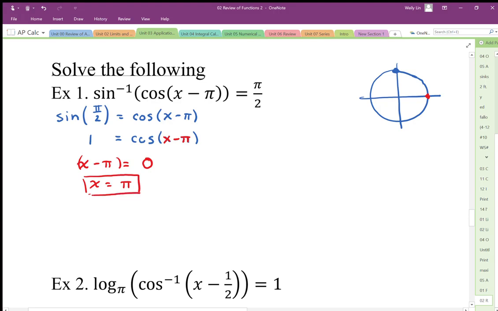Now, sorry, I shouldn't say the only solution, because this cosine is a repeating function. We do have to make sure that we include the repetition, so plus n times 2 pi, because we should assume that this is being solved for all real numbers.